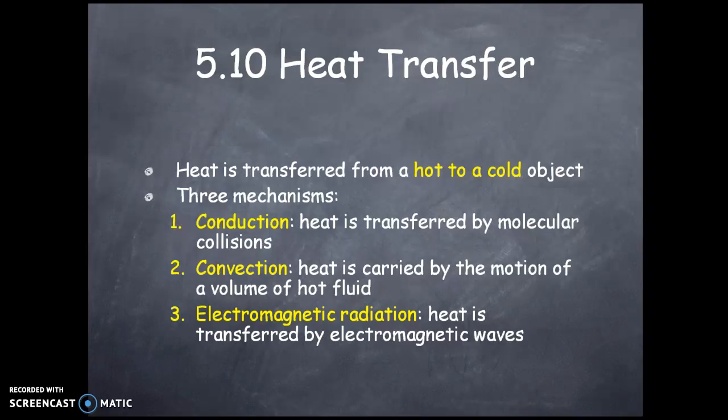The second type is convection, in which heat is carried by the motion of a volume of hot fluid. In conduction, it is done by molecular collisions, and in convection, it is a volume of fluid that transfers heat from one place to another. The third one is electromagnetic radiation, in which heat is transferred by electromagnetic waves. An example is the rays coming from the sun. The heat is transferred from the sun to the earth by these electromagnetic radiation waves.